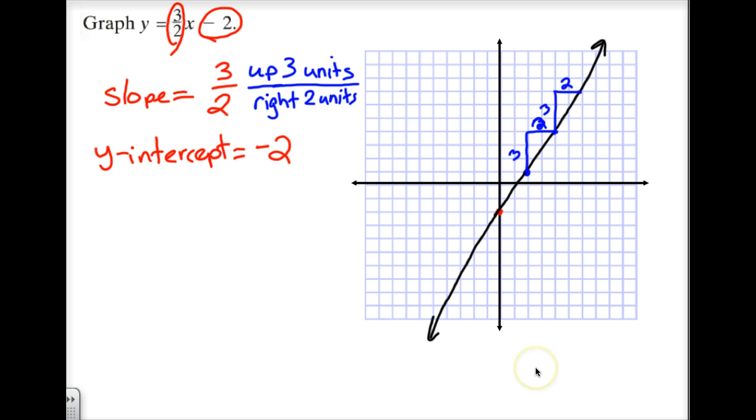So again, to draw a linear equation using the slope and the y-intercept, step 1, graph the y-intercept. Use the slope to get to the next point. Draw the 2 points. Use a ruler to draw a straight line between those 2 points.